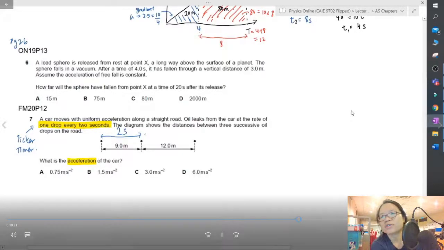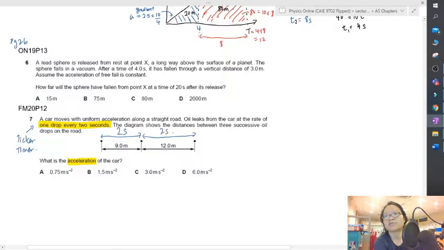Well, to find the acceleration of the car, you know the gap here is 2 seconds, 2 seconds, right? I need to find the average speed between the oil drops. So let's say here is the speed.